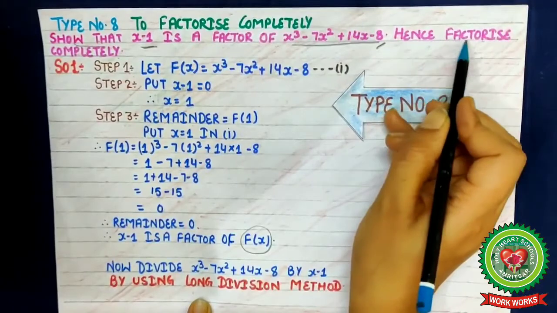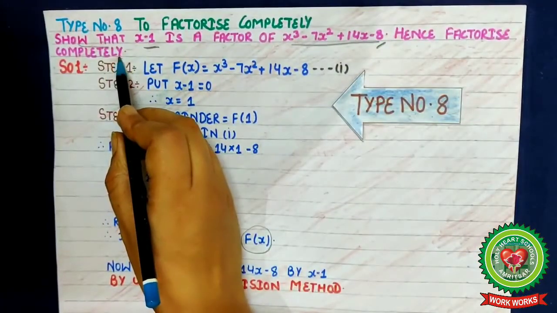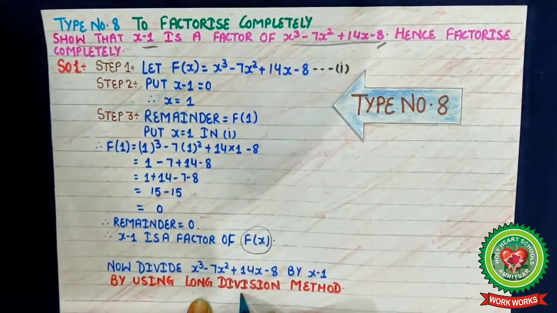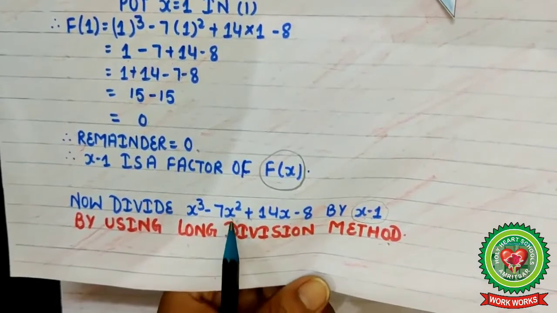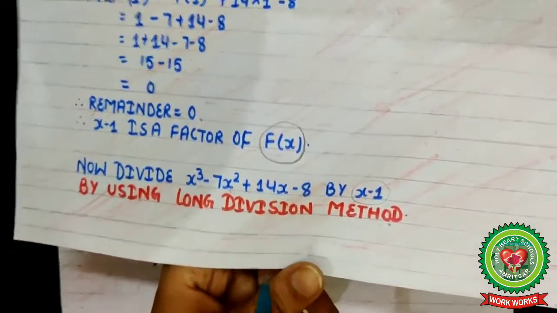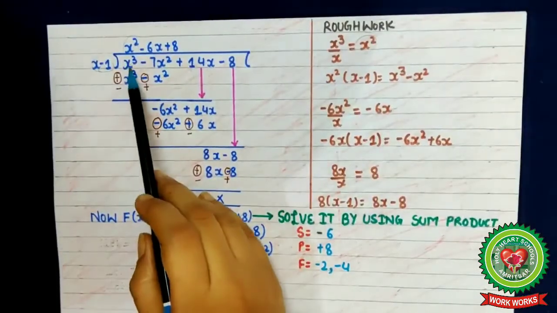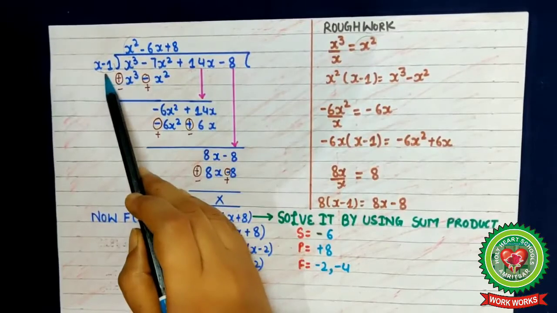Now I have to go to the second part, that is, hence factorize completely. For this part we need long division, which I have told you. So we have to do long division using the long division method. Now x cube minus 7x square plus 14x minus 8 divided by x minus 1.